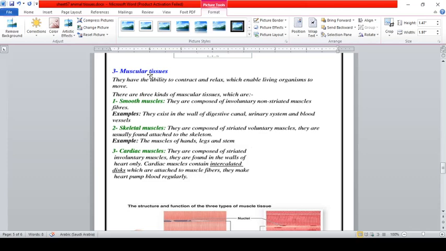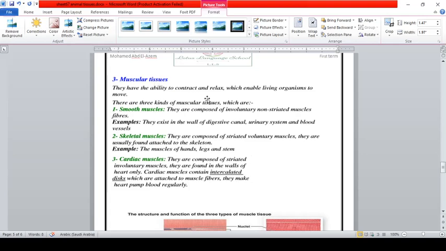Muscular tissue, the third type of tissue. Muscular tissue is the only tissue in our body that has the ability to contract and relax to move our body. Muscular tissue is unique in this function. So we have three types of muscular tissue, and all these types consist of cells called muscular cells or muscular fibers. We have the first type called smooth muscles, and smooth muscles are involuntary, not striated muscles.